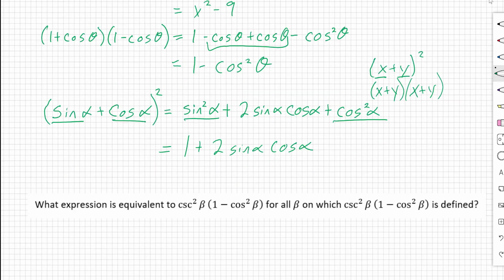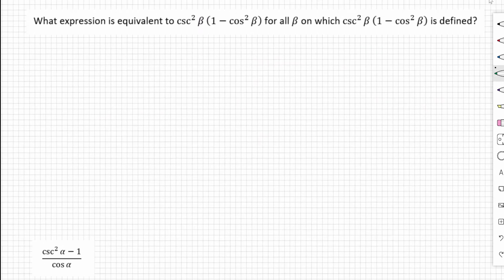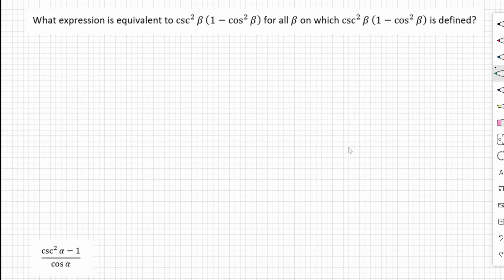So moving on now, let's look at our first simplifying. What expression is equivalent to cosecant squared beta times the quantity 1 minus cosine squared beta for all beta on which this expression is defined? Now this is the way your homework states it. They also give you a series of options from which you select. Really low grade homework. I wish I had a way of giving you better identities, but this is what we're going to work with for right now.